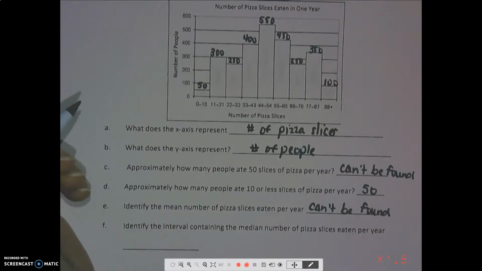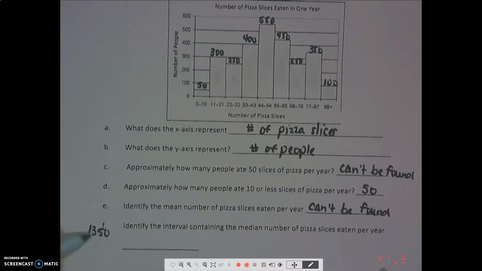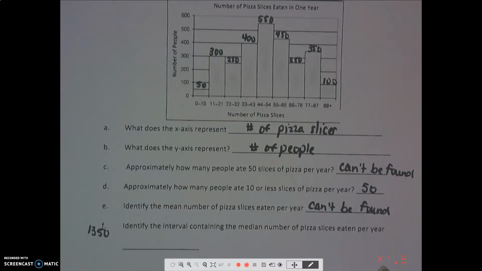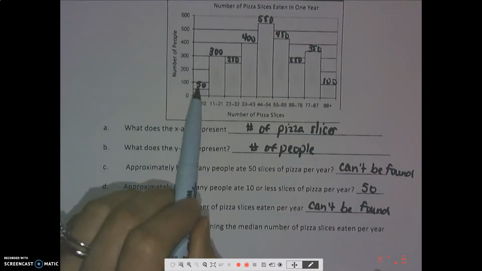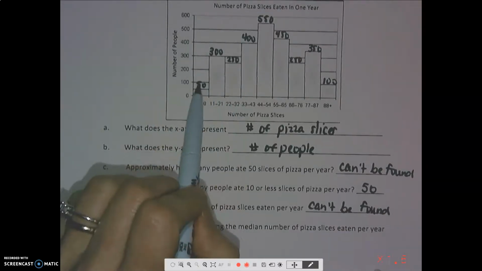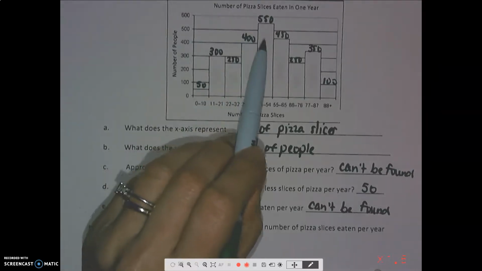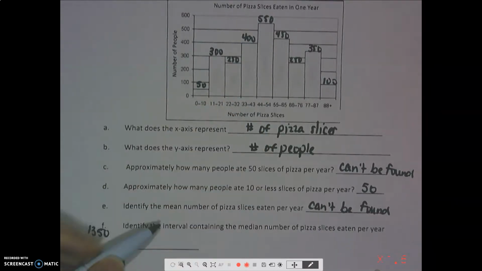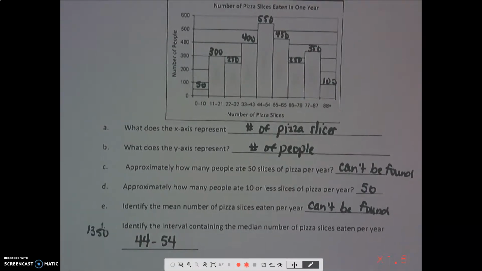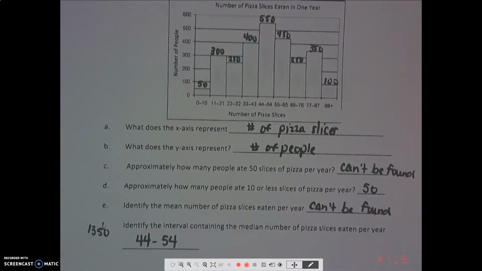So the median of that would be 1,350, okay? The 1,350th person would be the middle. And so if we're looking at that, if we add these together, that gets us to 1,000. So 1,350 would be somewhere in this category. So we know it's going to be somewhere in the range of 44 to 54 slices of pizza.